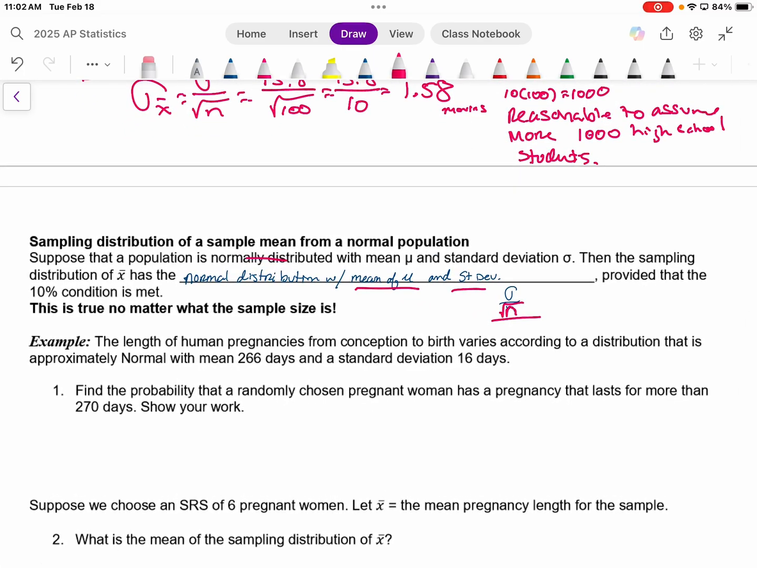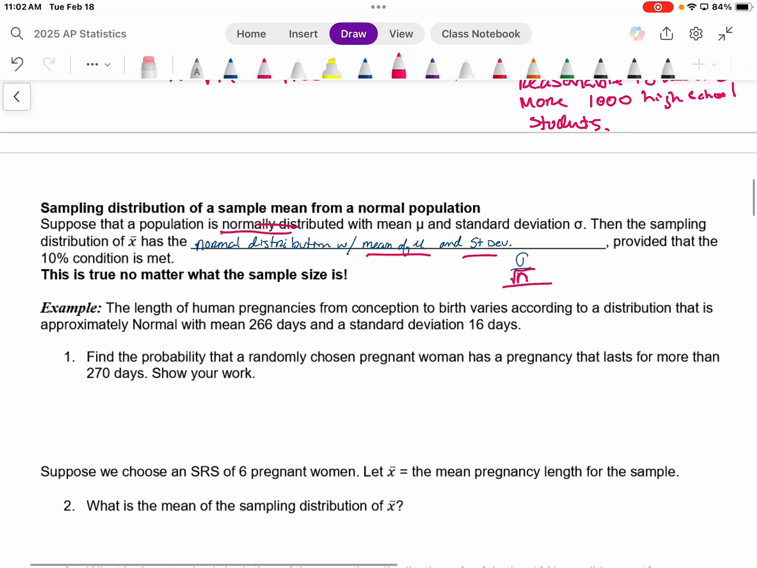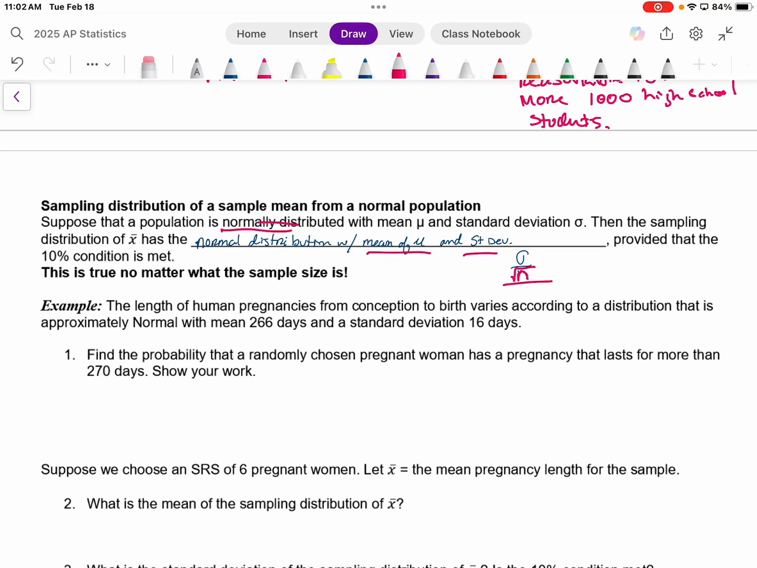And remember, this is true no matter what the sample size is. If they told us that the population is normal, sample size doesn't matter. They can say the sample is 10. If they gave us that the population is normally distributed, we can ignore the sample size, because usually when we think of something that small, size 10, it may be skewed.